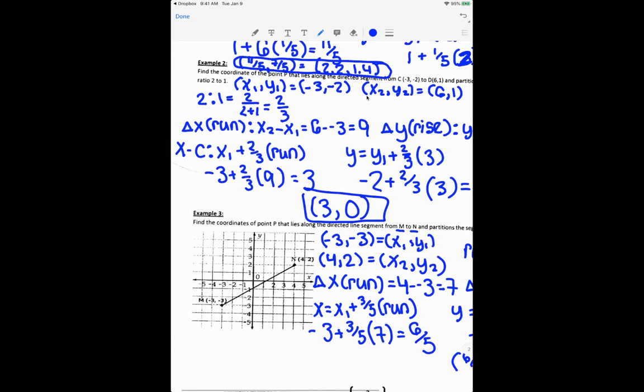And then let's go ahead and plot that point. It would be right about there. It does look like it falls on the line, which is a great sign. It means we did it correctly.